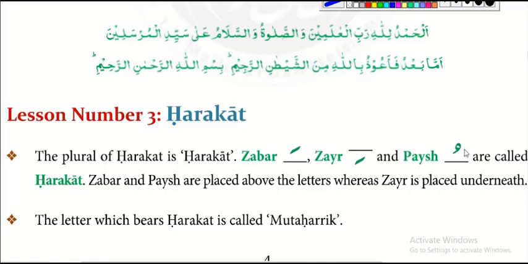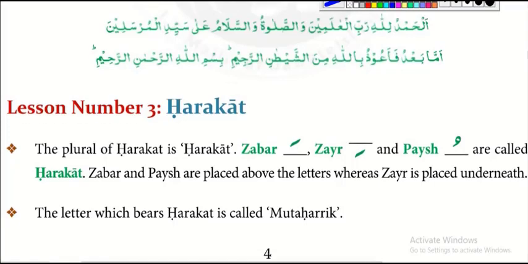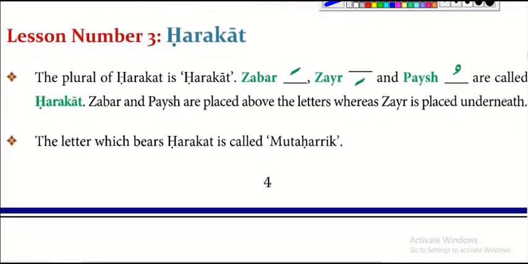Pesh looks like a small wow. It is not wow actually, it is a sign, but it looks like a small wow. And it also comes over the letter, always over the letter. So fatha, kasra and damma. These are the 3 harakat which we are going to do in this lesson.